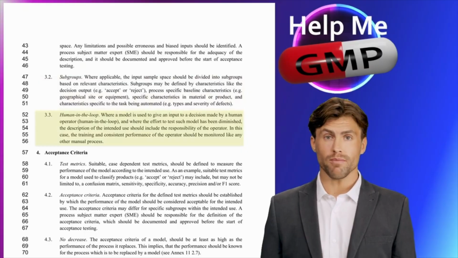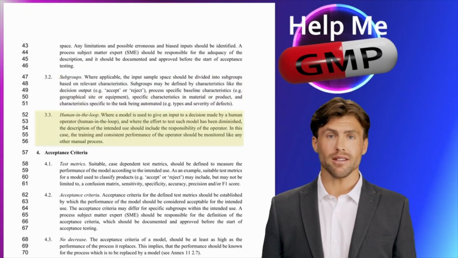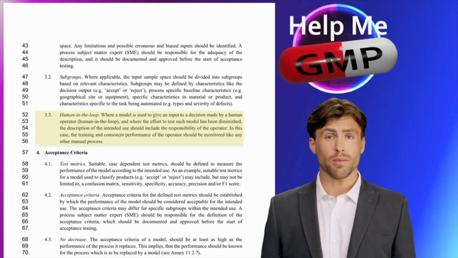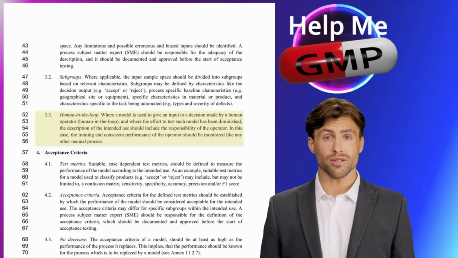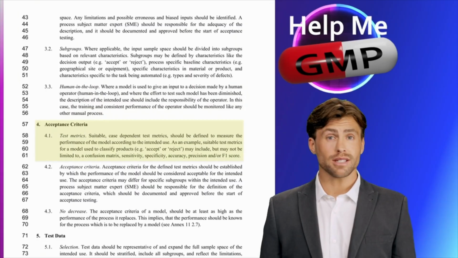Human in the loop, where a model is used to give an input to a decision made by a human operator, and where the effort to test such model has been diminished, the description of the intended use should include the responsibility of the operator. In this case, the training and consistent performance of the operator should be monitored like any other manual process. Acceptance criteria, test metrics. Suitable case-dependent test metrics should be defined to measure the performance of the model according to the intended use.